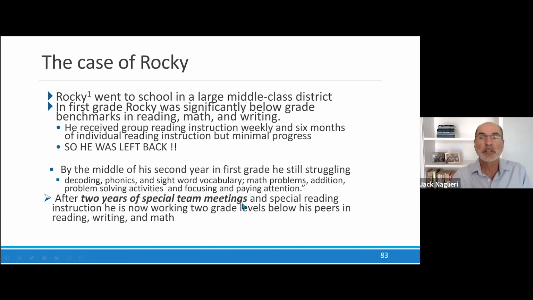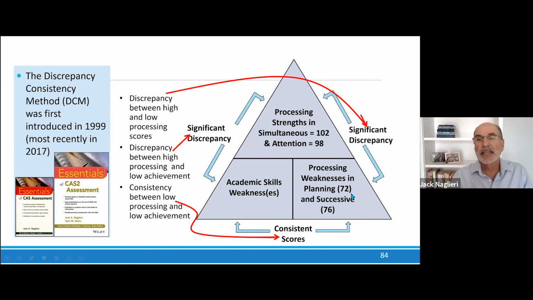So after 2 years of special team meetings, we finally tested him. Here's what we found. He had a 72 in planning and a 76 in successive, 102 in simultaneous, and a 98 in attention.